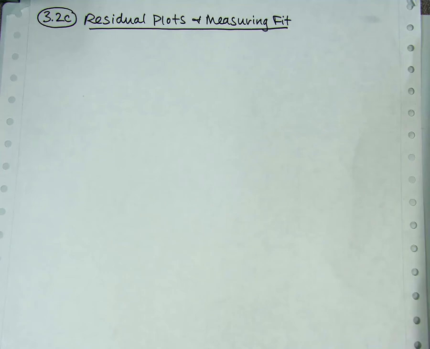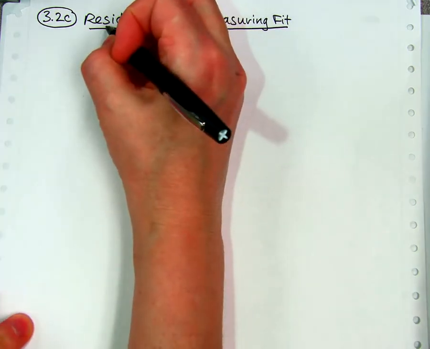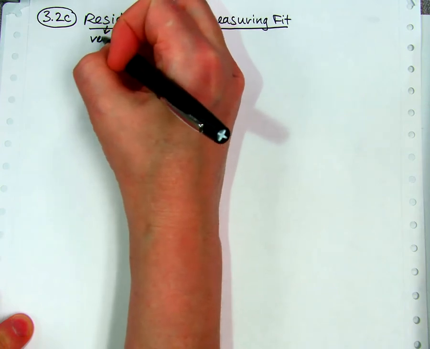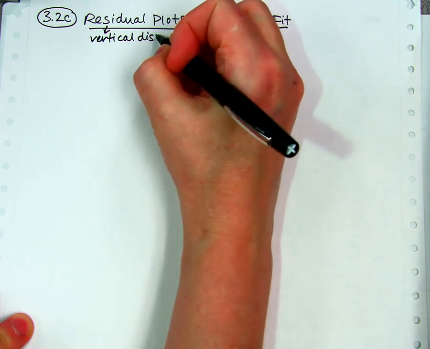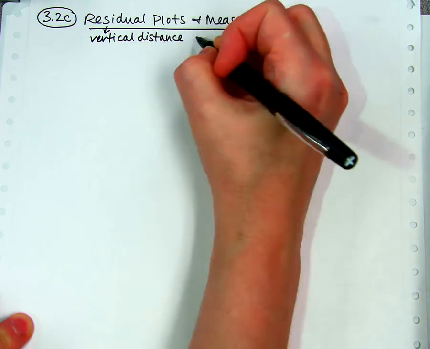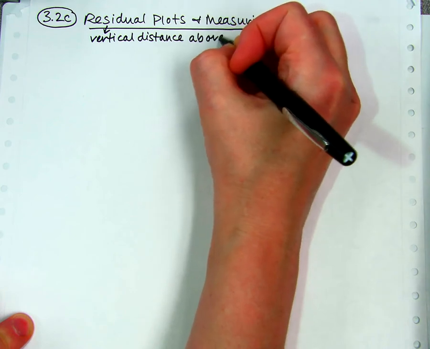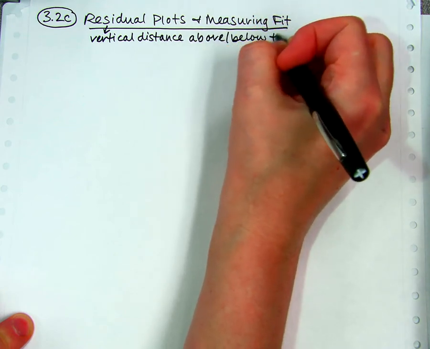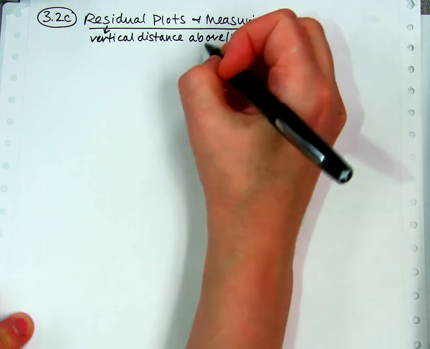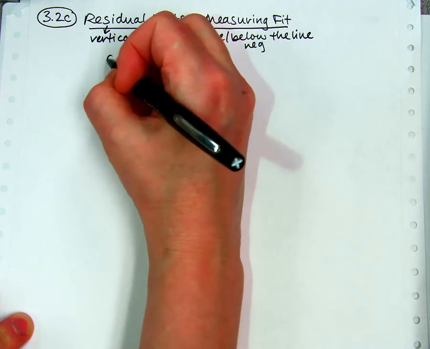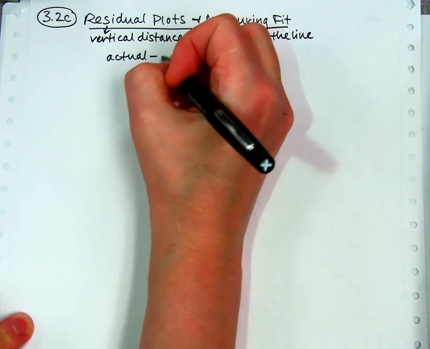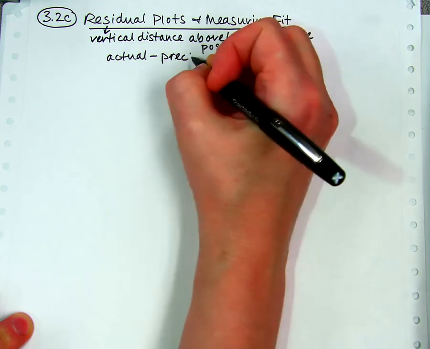Hello Stats class, this is 3-2C notes on a little more about residuals and measuring fit. Specifically, I want to remind you that a residual is the vertical distance above or below the line. This is a review from 3-2B. Above would be a positive, and below would be a negative, and it's found by doing the actual value minus the predicted value. You can remember which is which by thinking AP.